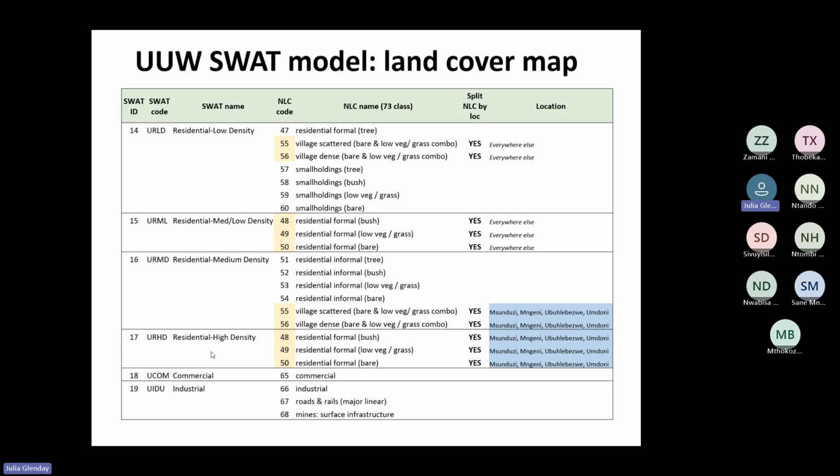So I just did a simple reclassification: if these residential formal areas were found in these municipalities, they were assigned to the high density class, whereas they were mid to low density elsewhere. And then I found similarly, when something was mapped as village scattered or dense, it tended to be at the edges. If it was in these municipalities, it tended to be at the edges of these higher density areas, and it was denser than when it was mapped elsewhere in our area.